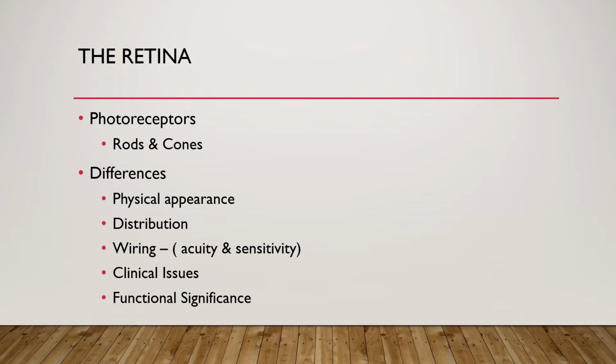And there are differences between the rods and the cones. They differ in their physical appearance. They differ in their distribution along the retina, or where they lie exactly on the retina. They differ in their wiring to the brain, which we're going to talk about as influencing both acuity and sensitivity to dim light. That a little bit overlaps with functional significance. But then after wiring, we're going to talk about the clinical issues that we can see with each. And between the wiring and the clinical issues, you can really see, I think, the functional significance, but we'll still explicitly go through the functional significance of the rods in comparison to the cones.